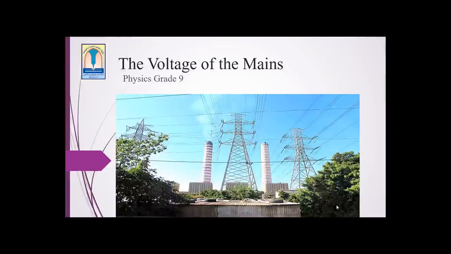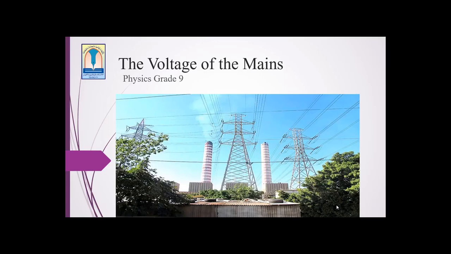I'm going to explain a new physics lesson, which is the voltage of the mains. In this chapter, we will talk about the electricity provided in Lebanon by the EDL, the National Company of Electricity, the characteristics of this electricity, its dangers, and how we can protect ourselves and our houses from these dangers.